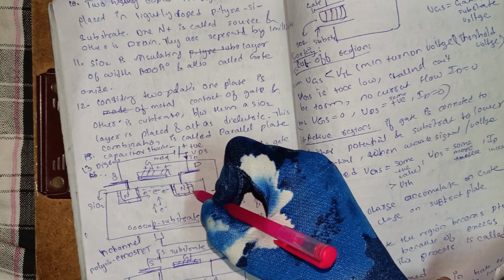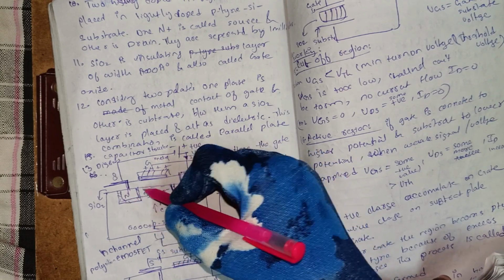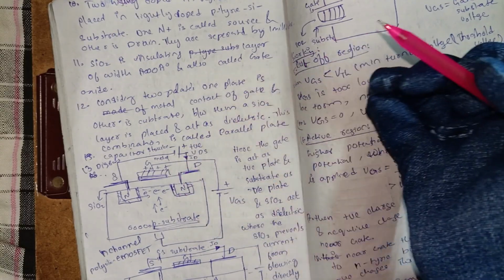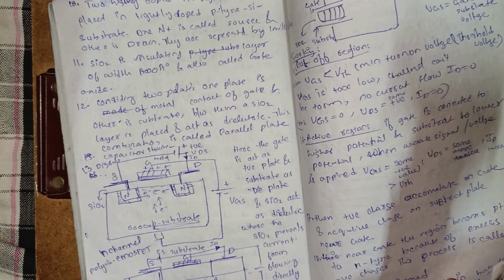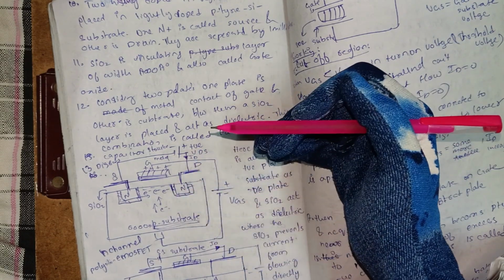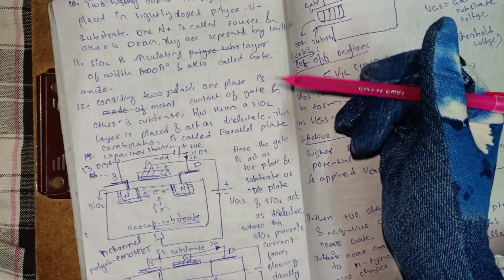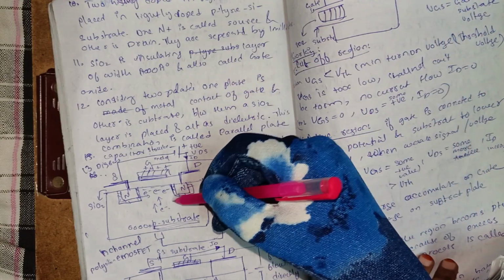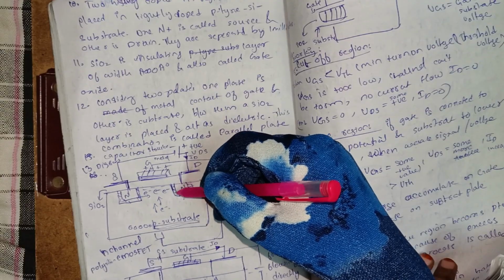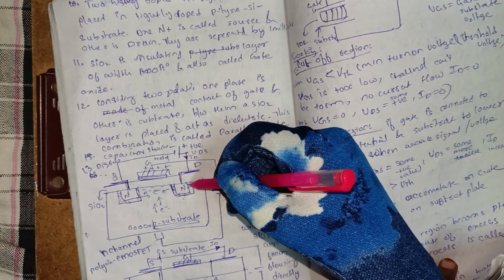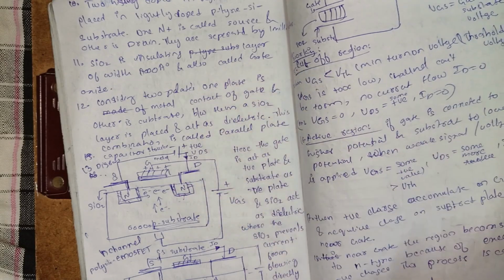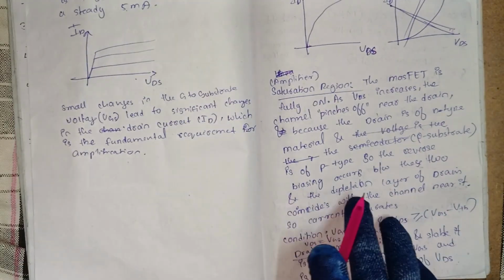So how these depletion layers are formed: n type materials have positive donors, and the p type materials have negative acceptors. So these positive donors and negative acceptors recombine with each other. So the depletion layer will be formed here and here. Very thin it will be.